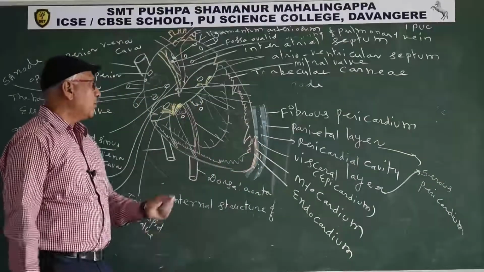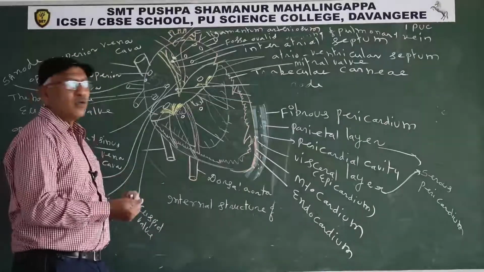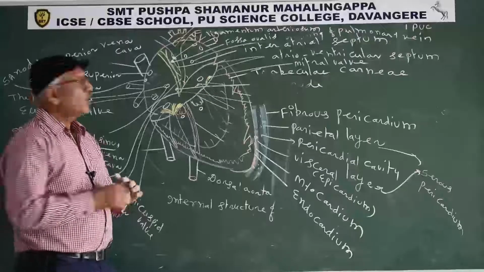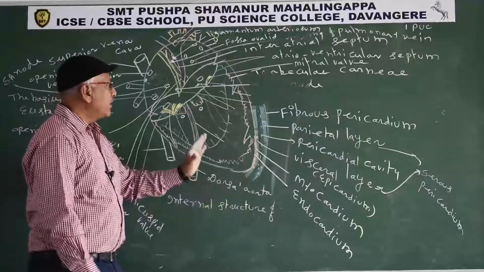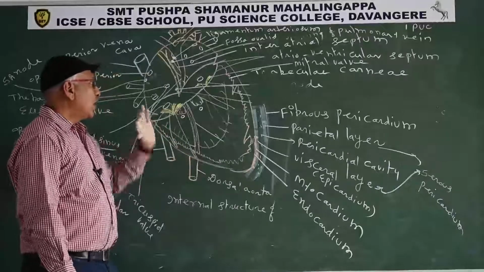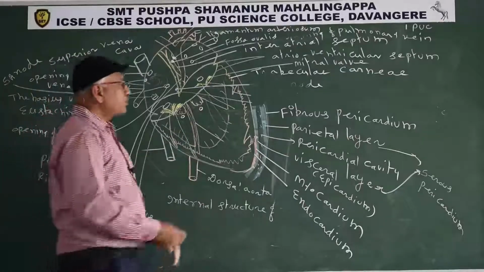The pericardial fluid protects the 4 chambers of the heart while they are working. So it prevents friction between the four chambers, and prevents friction between the heart and neighboring visceral organs.